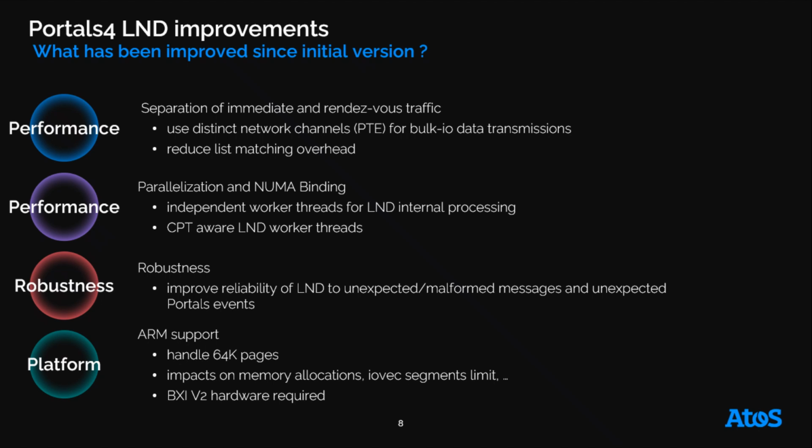The fourth main improvement was the support of ARM platform, with the porting of the LND on the AArch64 architecture. This implied handling 64K pages. Running the Portals 4 LND on ARM requires BXI v2 hardware.